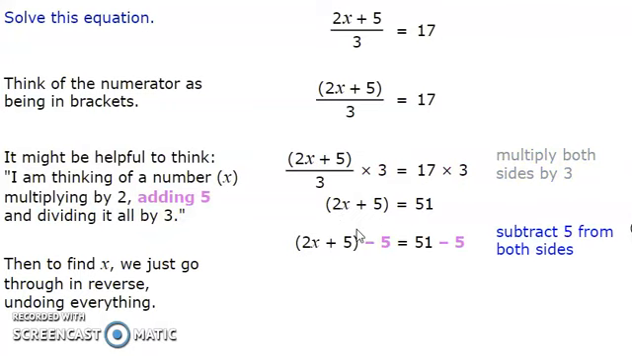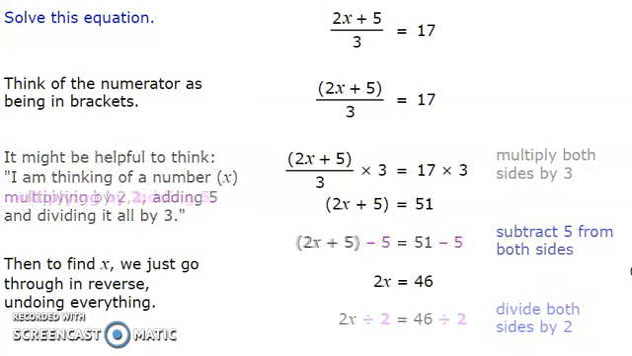Next step is subtract 5 on both sides. So plus 5 and minus 5 get cancelled. You are left with 2x and 51 minus 5. So you are left with 2x is equal to 46, and then divide both sides by 2. So 2 and 2 get cancelled. You are left with x equals 23.